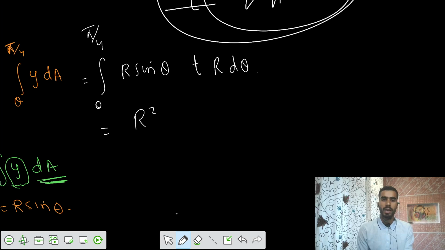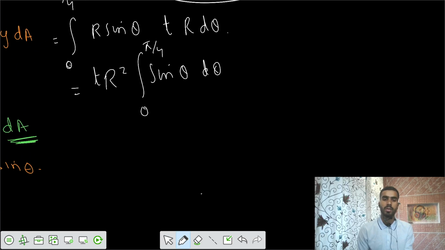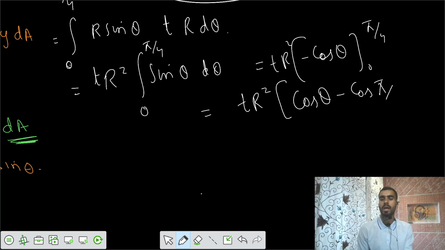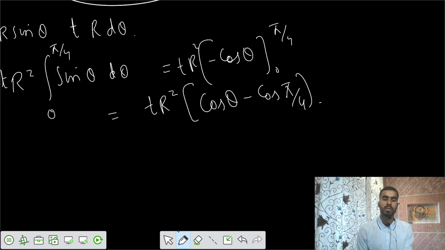So we got R square sine theta d theta and t times, the integral from 0 to pi by 4. What is the integral of sine theta d theta? That's minus cos. So we got minus cos theta from 0 to pi by 4, and t R square. So we got the value t R square times cos theta minus cos of pi by 4. Okay, now we got this value, that's what we call the first moment of area.